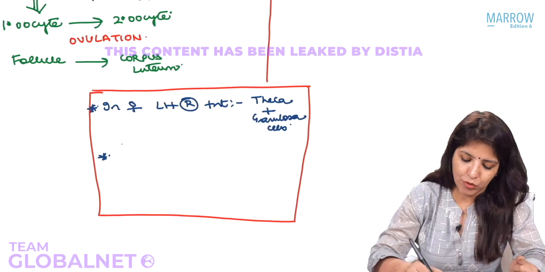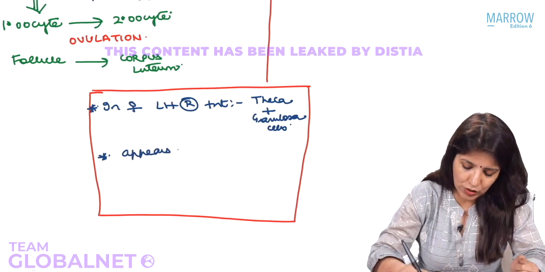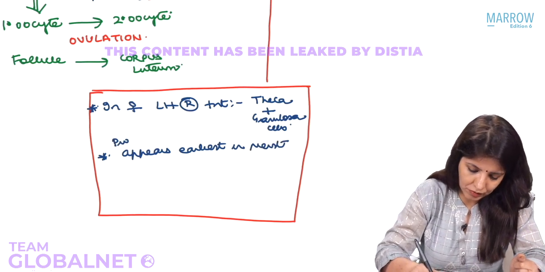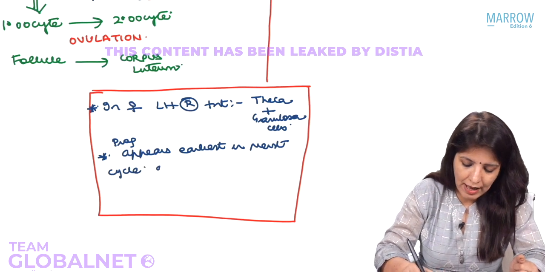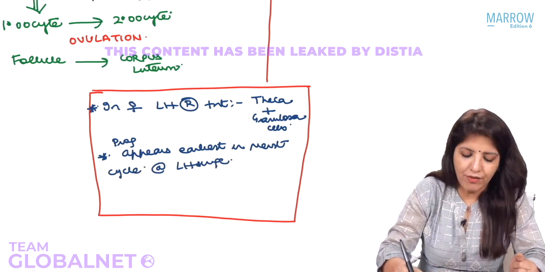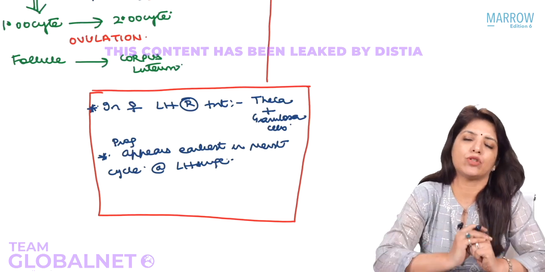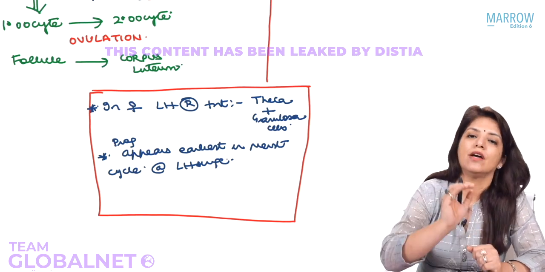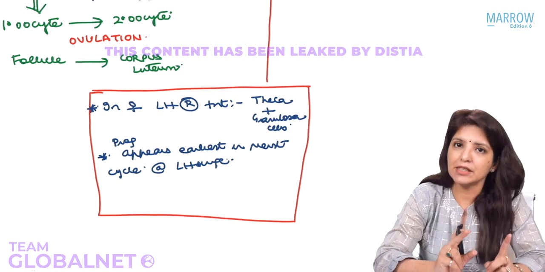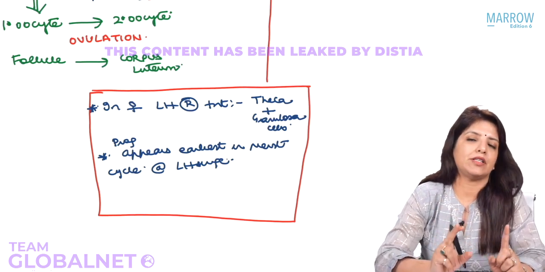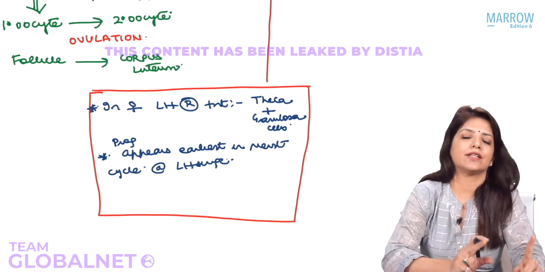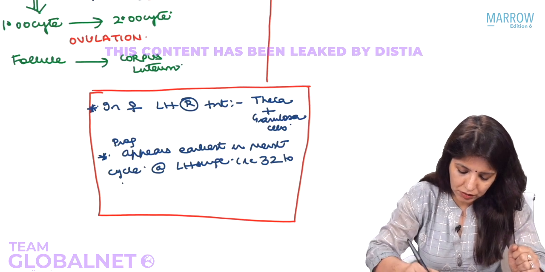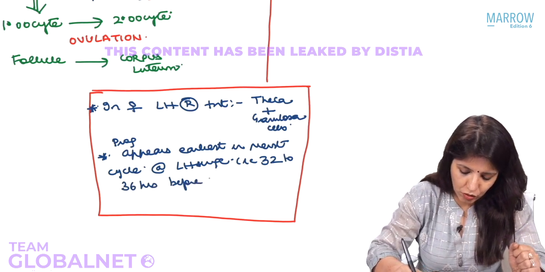Now, the second thing is, if I ask you when progesterone is produced earliest in the menstrual cycle, you will say that progesterone appears earliest in the menstrual cycle at the time of the LH surge. When we talk in more detail about the LH surge, I will tell you that the time duration between the LH surge and ovulation is 32 to 36 hours. This means that the earliest progesterone can be detected in a menstrual cycle is 32 to 36 hours before ovulation.